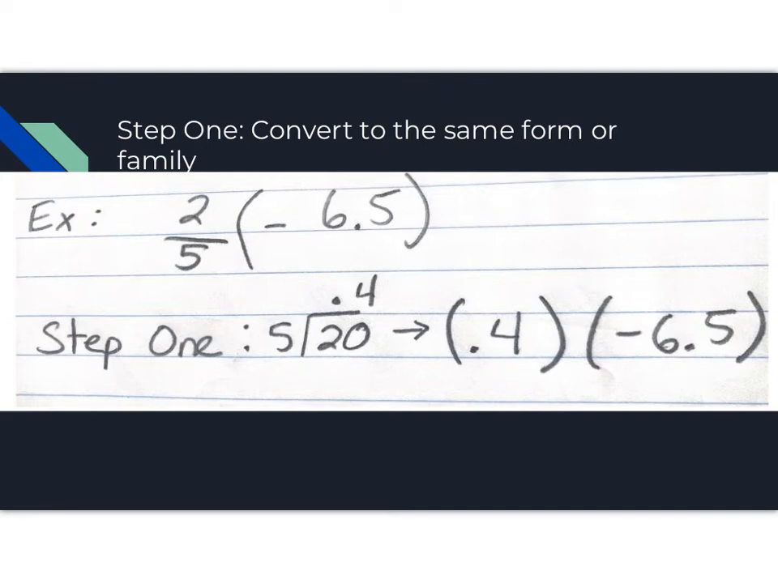So step 1, convert to the same form or family. So here is our step. Went ahead and made 2/5 into a decimal by dividing. 2 divided by 5. Since 5 cannot go into 2, we make our decimal. That allows us to add the 0. 5 can go into 20 4 times. 5 times 4 is 20. We have nothing left over, so the conversion was 4/10. So we have 4/10 times -6 5/10.